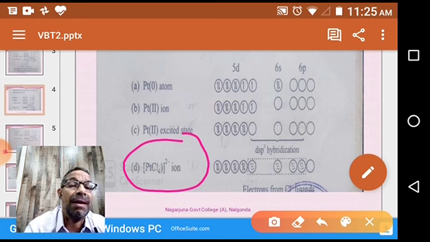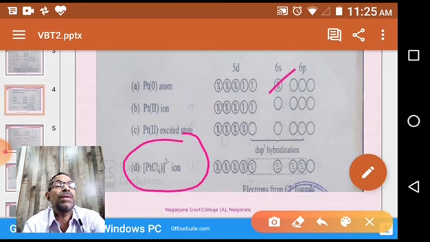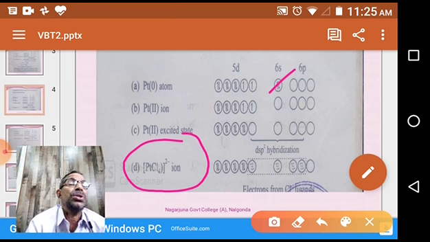So in this complex ion, the central metal atom is platinum in the +2 state. In platinum 0, we know platinum belongs to the nickel group: nickel, palladium, platinum. Nickel is 28, that's why 4s2 3d8. For platinum, 6s2 5d8 is the electronic configuration in the 0 oxidation state, in the atomic state. Whereas platinum in the +2 oxidation state loses 2 electrons from the 6s orbital. That's why it is 6s0, 6p0 and 5d8.